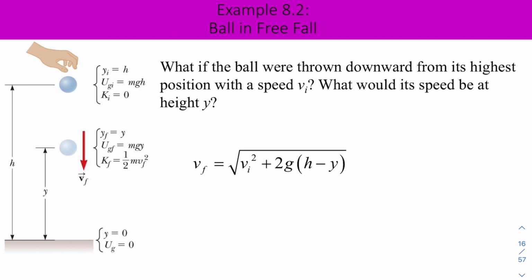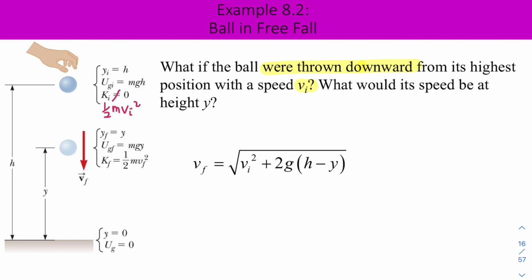What if the ball were thrown downward from its highest position with a speed v initial? What would its speed be at height y? If there is a v initial, the kinetic energy is not zero anymore, isn't it? We do have half m v initial squared, because it's thrown downward. We do have v initial.